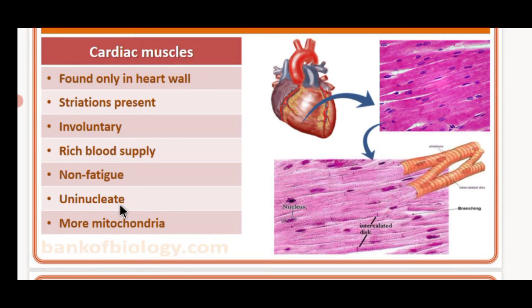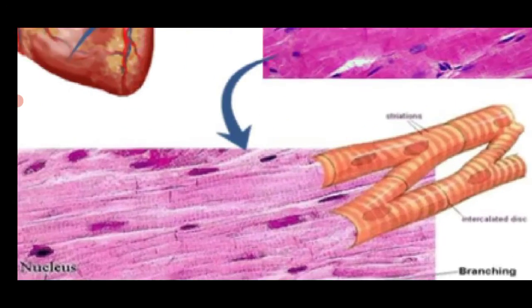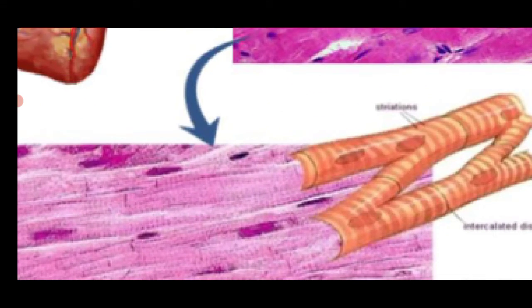These are uninucleate, that means a single nucleus is present, and more mitochondria are present in these muscle fibers. So let us look at the diagram of these cardiac muscle fibers. This is how they look, and the striations are visible here. These are the striations here.